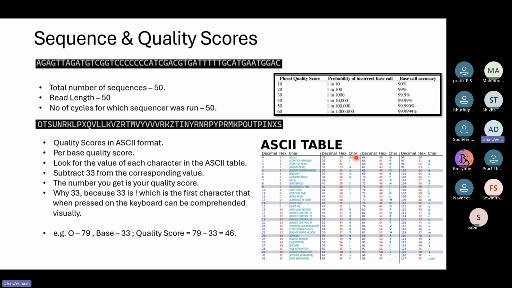We don't want blank spaces as our scores. The first character that can be seen visually on the screen when typed on the keyboard is the exclamation mark. So we use its decimal value, 33, as the base. Whenever we calculate quality scores, we subtract 33 from the value of the character, and the number we get is the quality score. Is that clear to everyone?